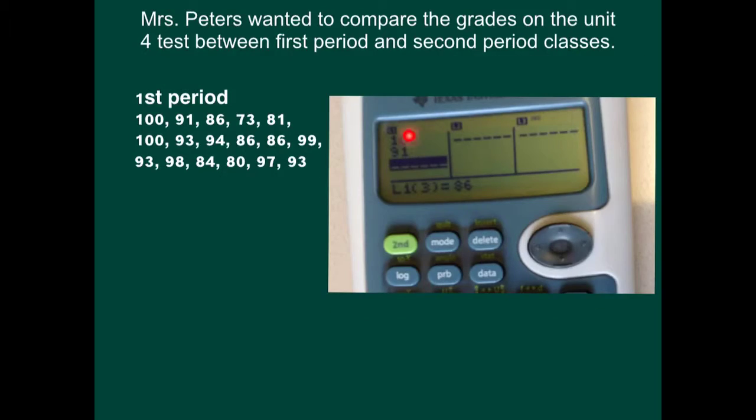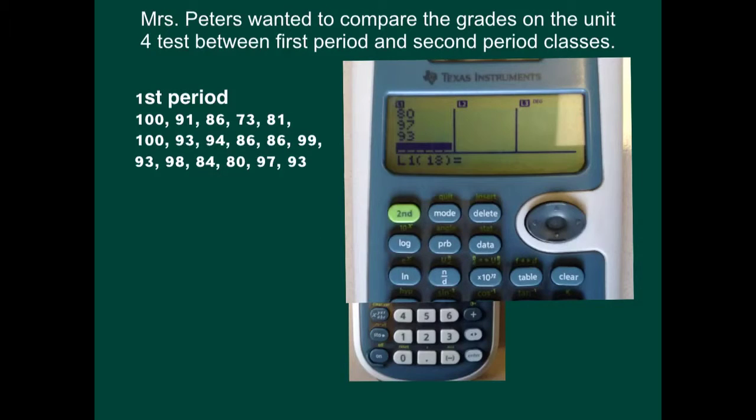As you can see, I started entering it. I put 100 in, then hit enter. I put 91 in, hit enter. And as you can see, I'm getting ready to put 86, which is over here. Now I've entered all my data. Here's 93, my last one, and I'm getting ready to actually compile. That means get all my information together about my pieces of data.